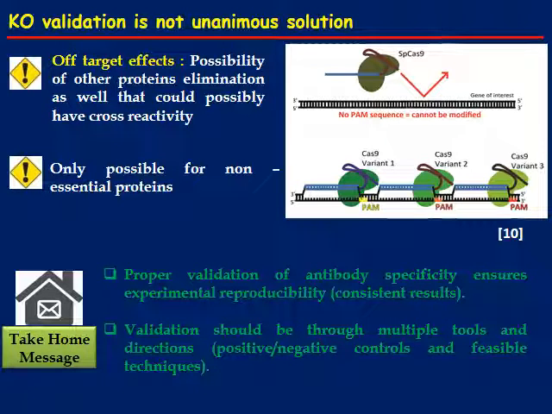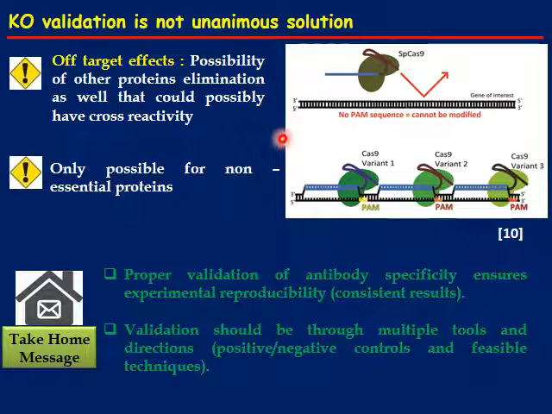Despite being a stable negative control, the knockout validation is not a universal solution. There may occur off-target effects, that is, there is possibility of other proteins being eliminated apart from the target proteins, which will still give room for cross-reactivity. How does it happen? There is a sequence called the PAM motif, that is protospacer adjacent motif, which is required for Cas9 endonuclease binding and cleavage. After binding to these PAM sequences, only then can it cleave the upstream target site. So where there is no PAM sequence, there is no binding and cleavage by the endonuclease.